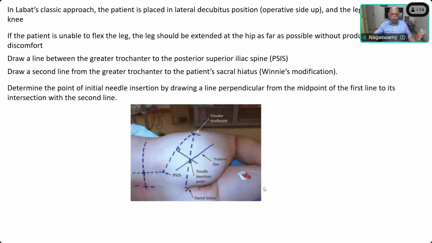So this picture tells you this is the greater trochanter, which will be a diffuse bony landmark, and this is the posterior superior iliac spine, which you will find a little lateral to the midline. You connect these two, and then draw a perpendicular line at 90 degrees from the midpoint. And if you measure 5 centimeters and then insert the needle in this vertical line, that is the original Labat's technique.